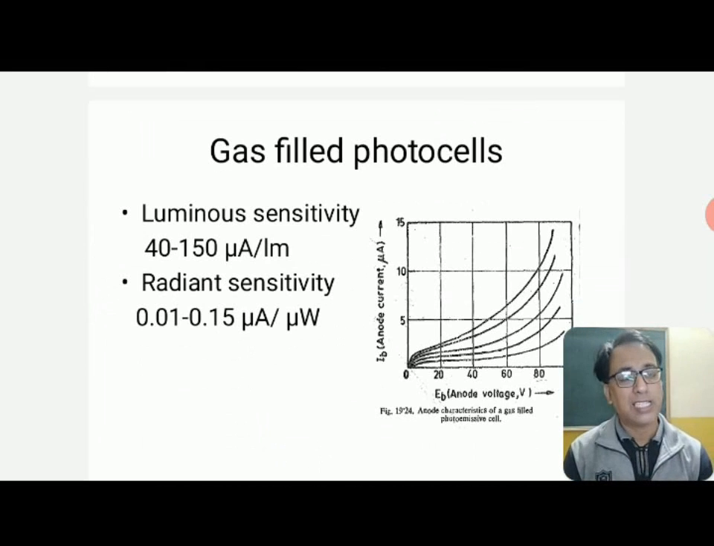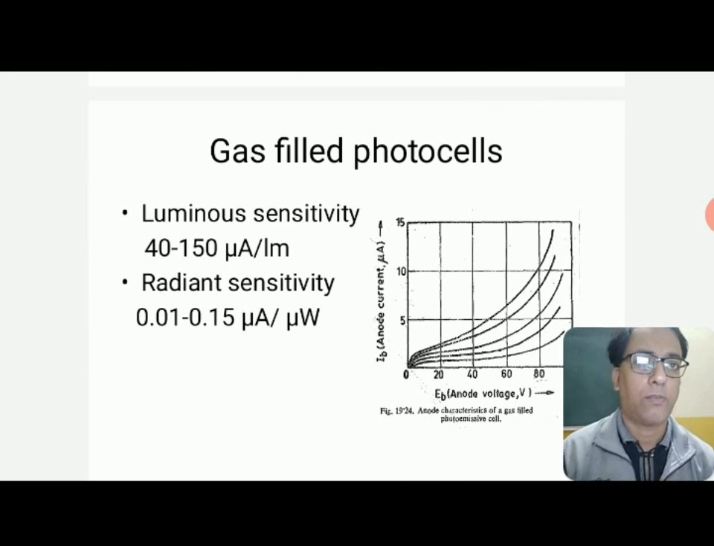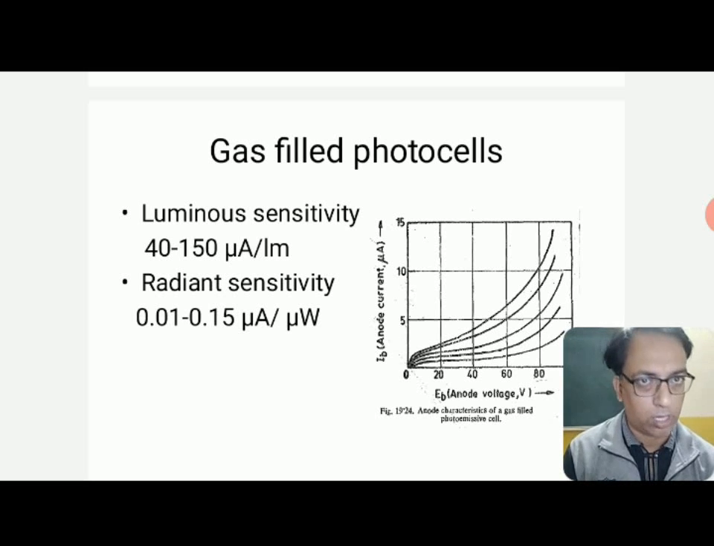The luminous sensitivity for these gas type photocells is 40 to 150 microampere per lumen, and the radiant sensitivity is 0.01 to 0.15 microampere per microwatt.